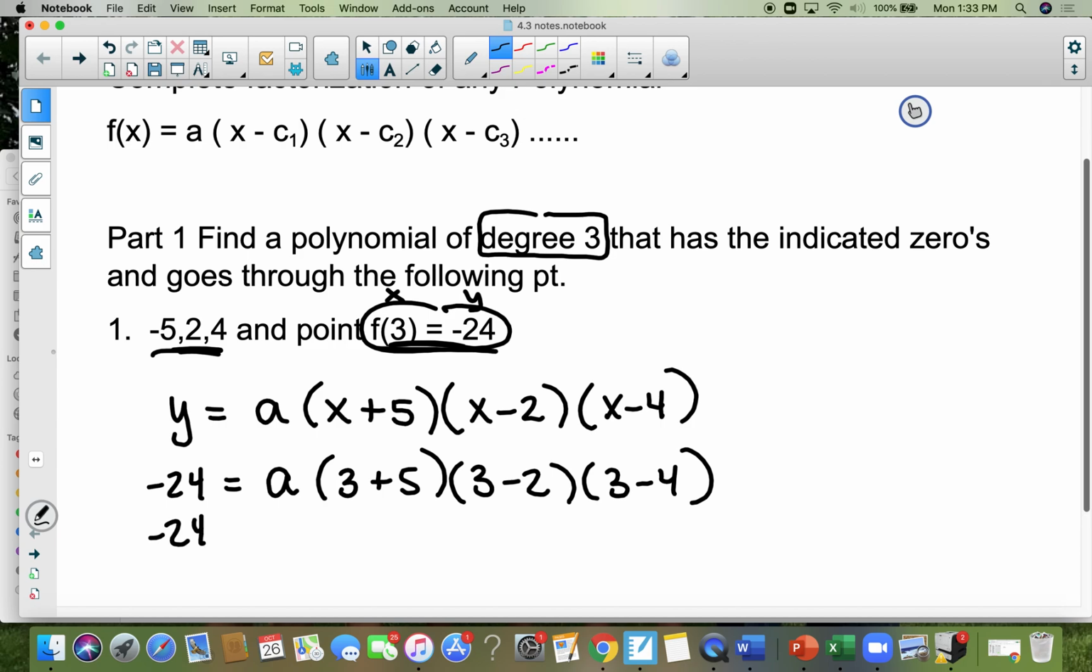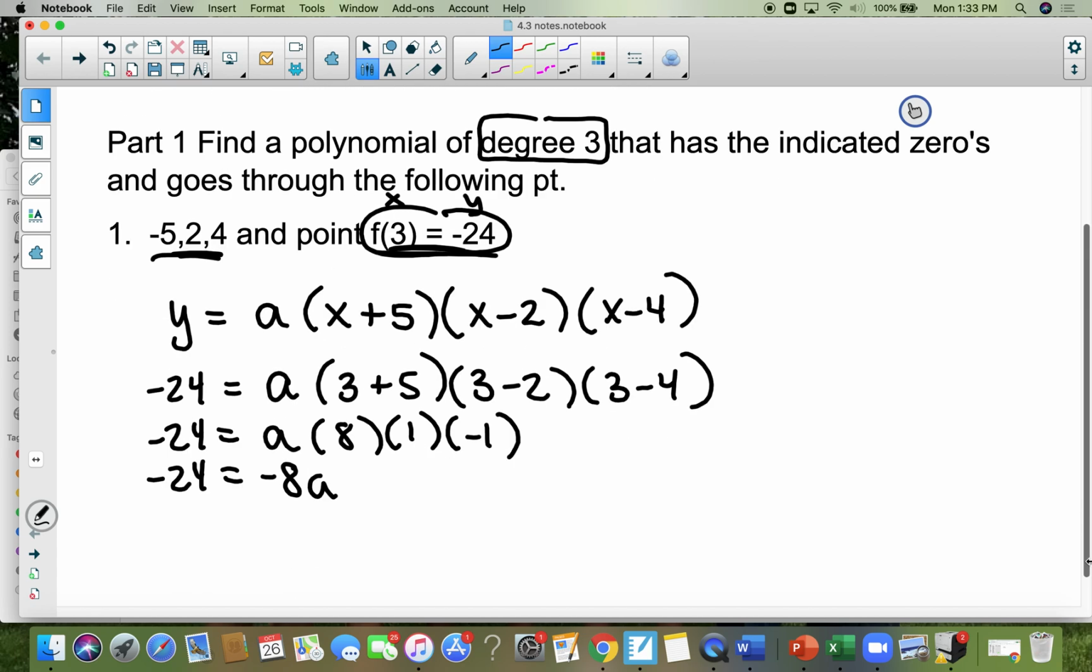Negative 24 equals a. 3 plus 5 is 8. 3 take away 2 is 1. And 3 take away 4 is negative 1. Negative 24 equals negative 8a. You're multiplying all four of those together. So a is equal to 3.